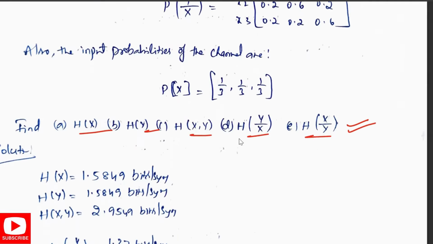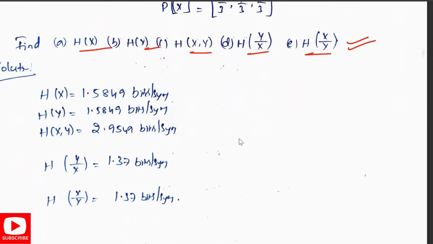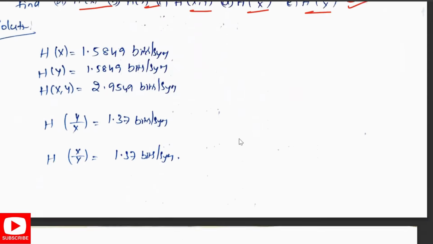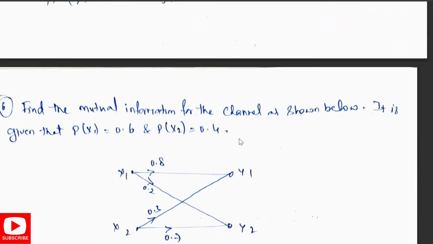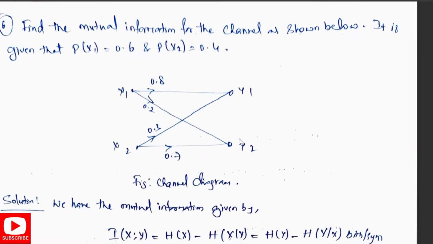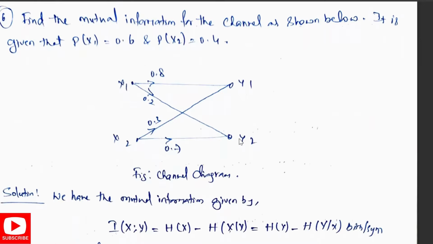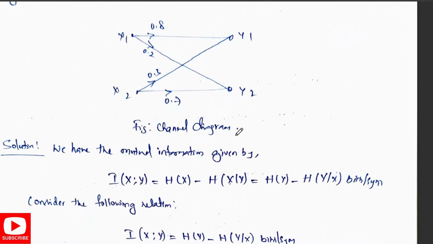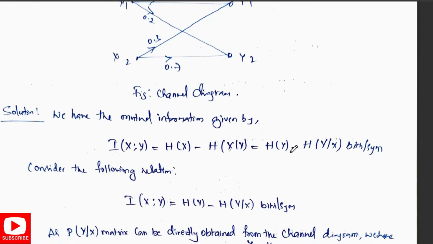Don't skip this part. So here H of X, H of Y, same thing. If you solve, you will be getting these as answers, to check and verify. And the mutual information is given as 0.8, 0.2, 0.3, 0.7. We have a mutual information formula like this. For that, you substitute that.